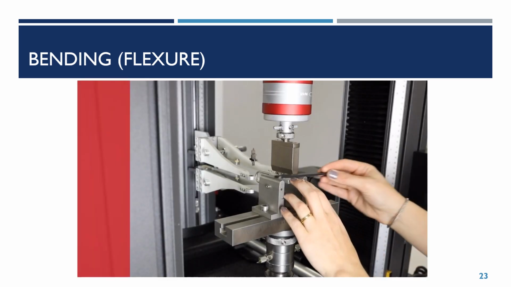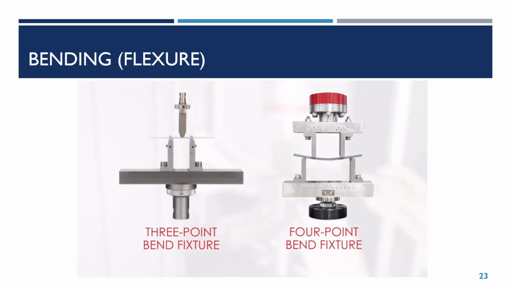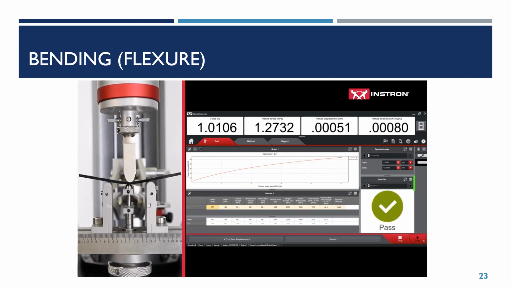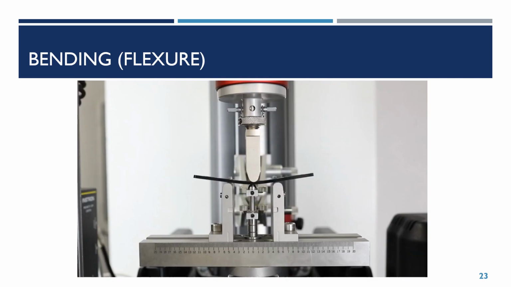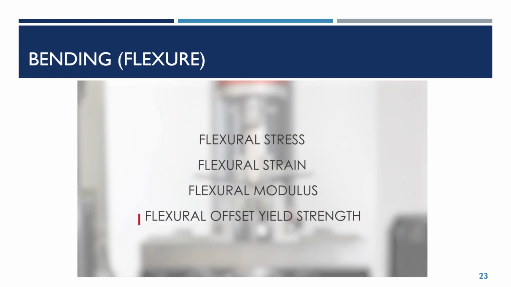A bend test is performed using a 3-point or 4-point bend fixture, which apply force in different ways. Depending on requirements, a material can be tested to a specific load or strain limit, or until the specimen fails. Properties measured include flexural stress, flexural strain, flexural modulus, and flexural offset yield strength.